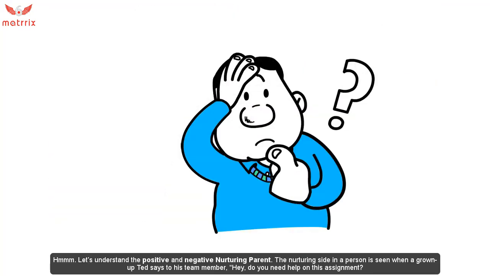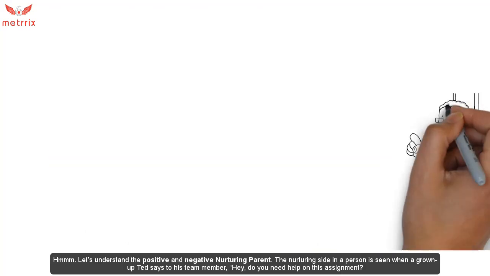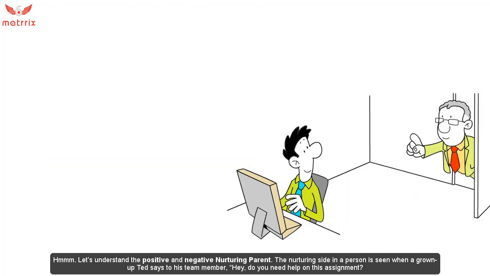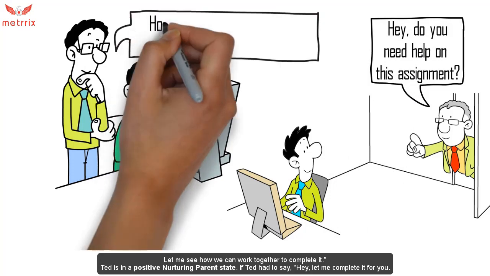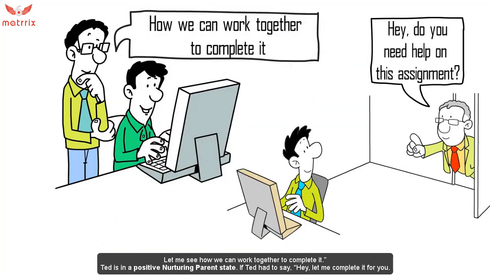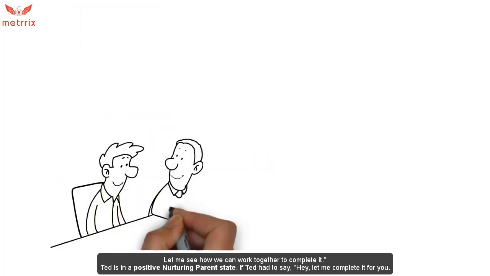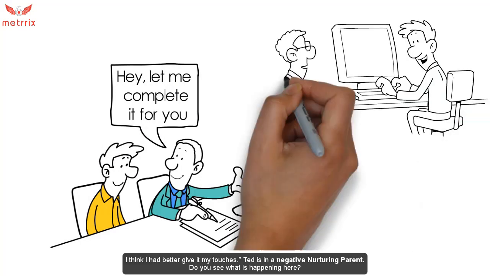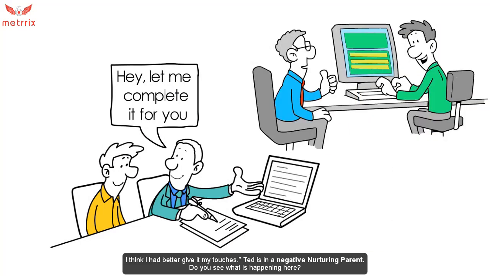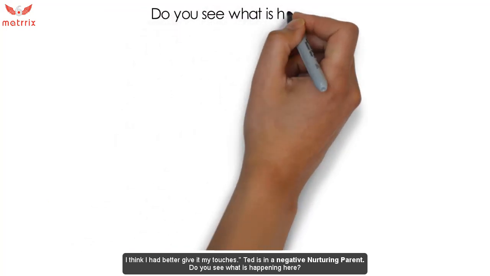Let's understand the positive and negative nurturing parent. The nurturing side in a person is seen when a grown-up Ted says to his team member, "Hey, do you need help on this assignment? Let me see how we can work together to complete it." Ted is in a positive nurturing parent state. If Ted had to say, "Hey, let me complete it for you. I think I had better give it my touches," Ted is in a negative nurturing parent. Do you see what's happening here?